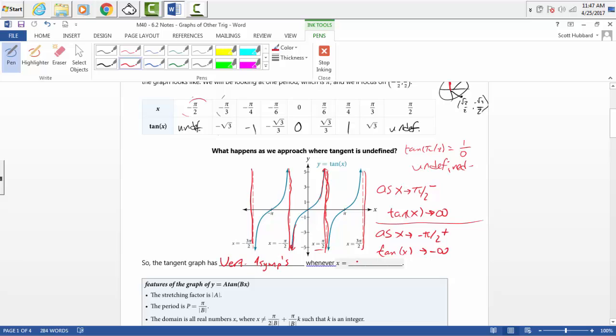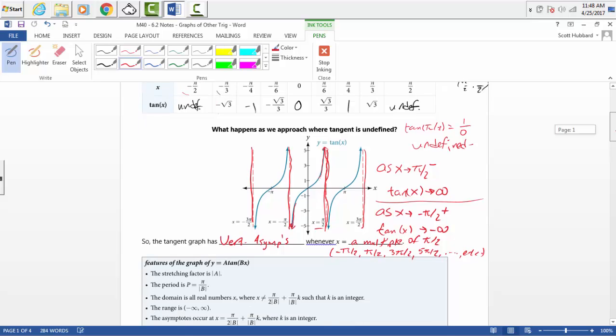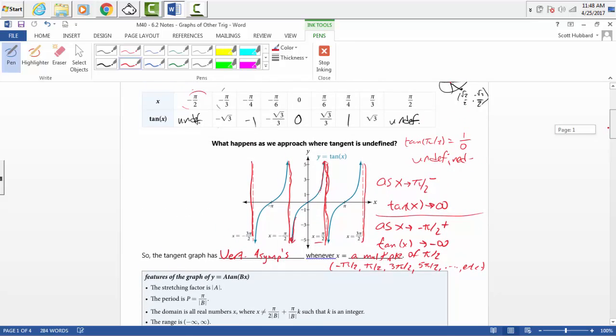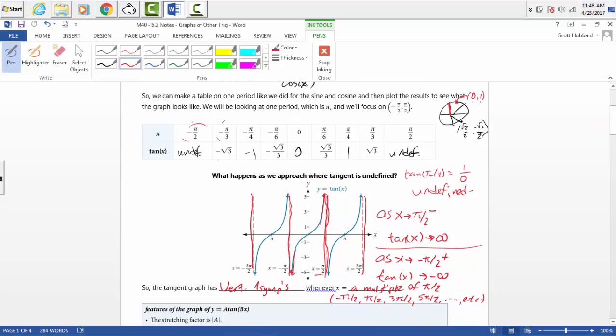Whenever x is equal to a multiple of pi over 2, so that means negative pi over 2, pi over 2, 3 pi over 2, 5 pi over 2, etc. Anytime, and just go back to the unit circle if it helps you, anytime you're on the north and south pole, tangent is going to be undefined.